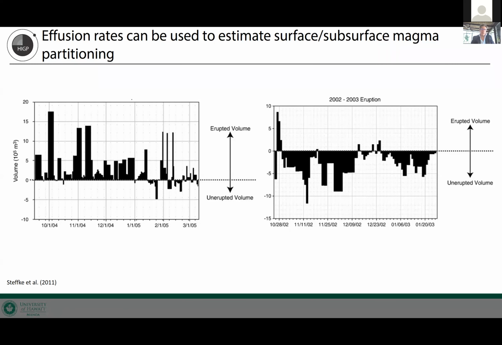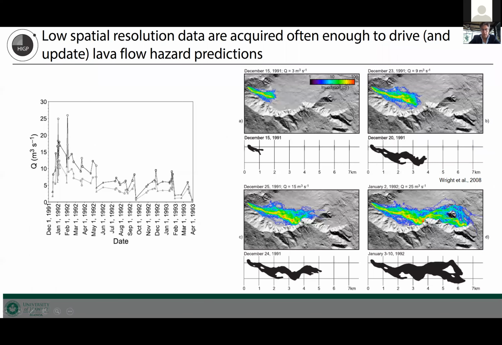So by comparing thermal remote sensing estimates of lava effusion rate with gas remote sensing estimates of the amount of magma which arrives at shallow levels, you can work out something about the partitioning of surface and subsurface magma. Andy Harris published a paper about this in 1998, and Andrea published a paper about this in 2011. So that's something else you can do.